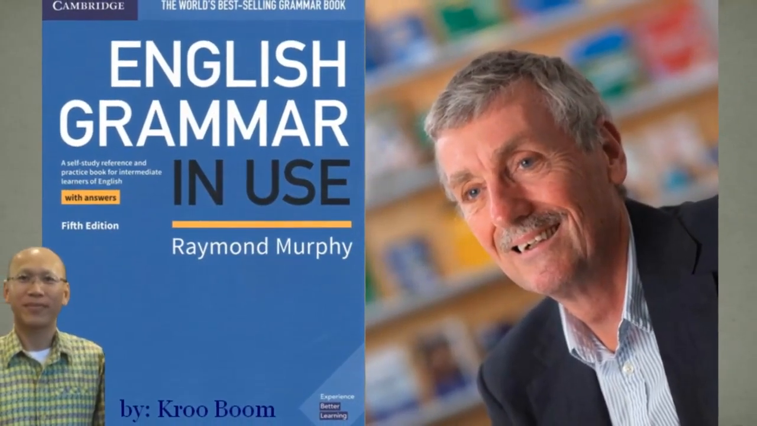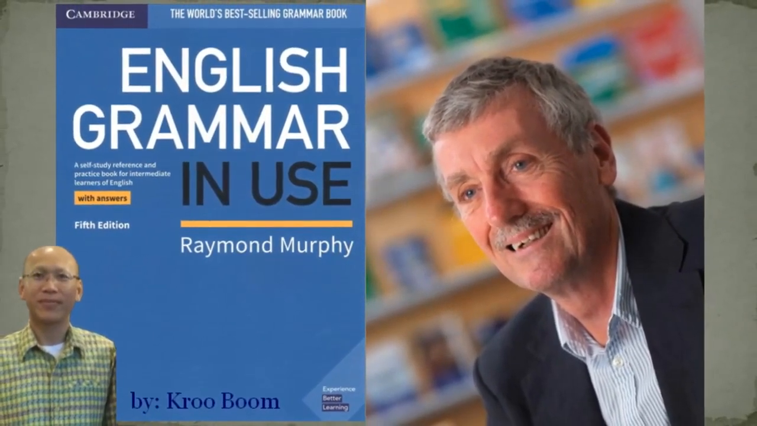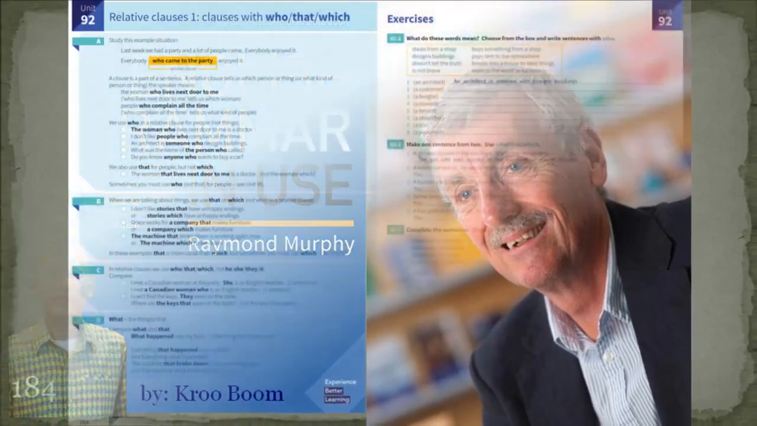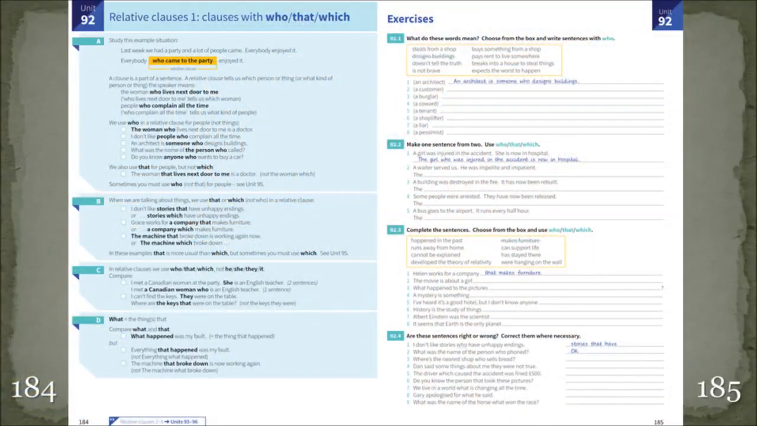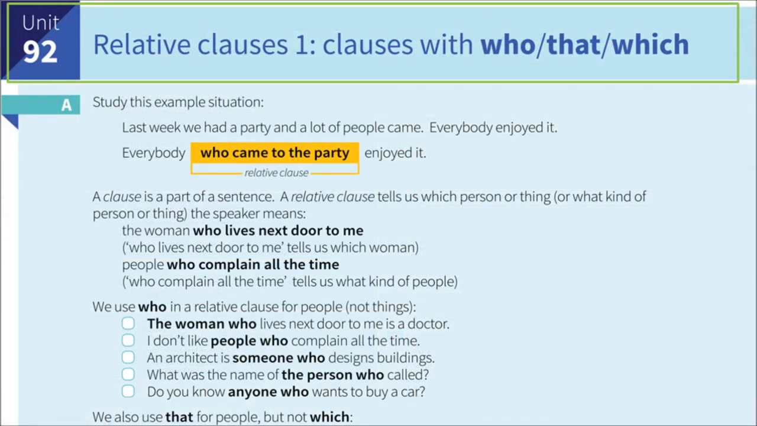English Grammar in Use. Raymond Murphy. Unit 92. Relative clauses 1. Clauses with who, that, which.